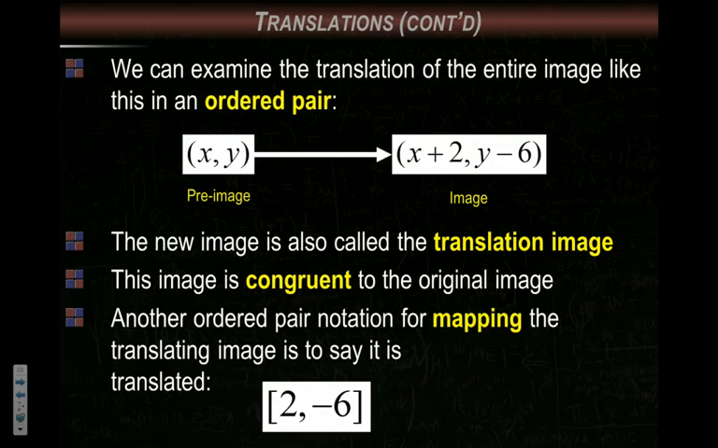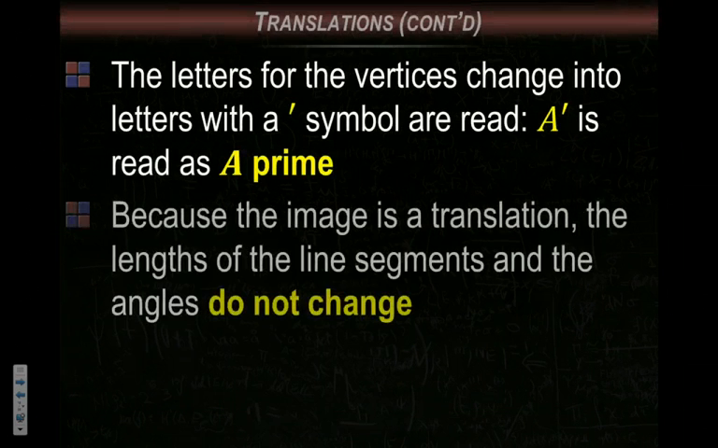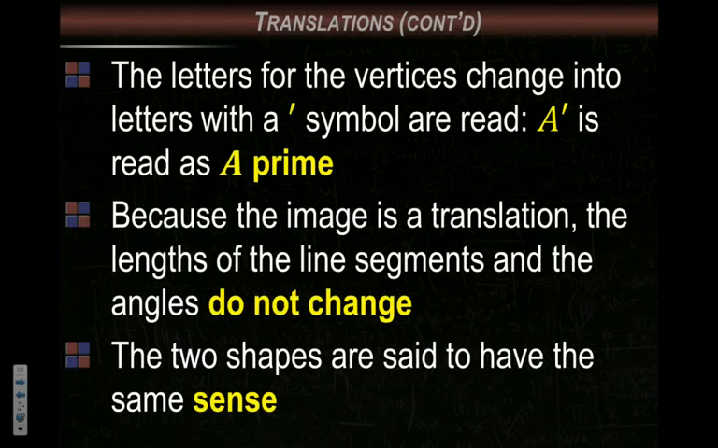So it could be a triangle. It could be something way more complex than a triangle. If I have the points, I can translate all of it, okay? Because the image is a translation, the actual image itself doesn't change shape. It's the same shape, it's just been slid over to a new spot. Okay?